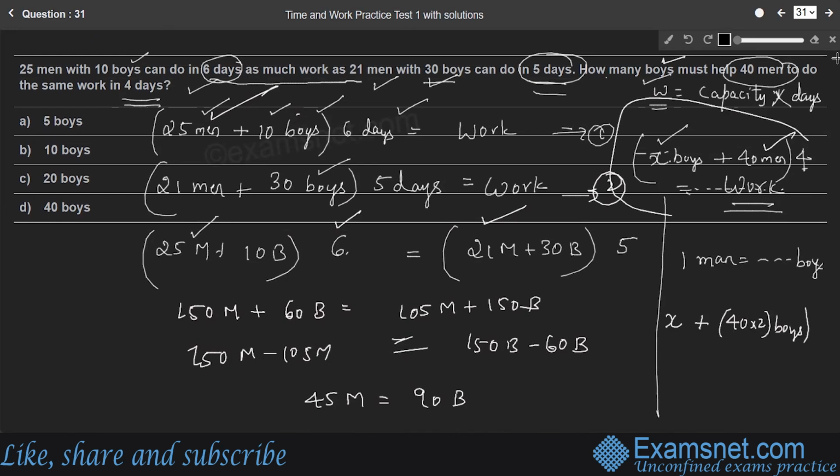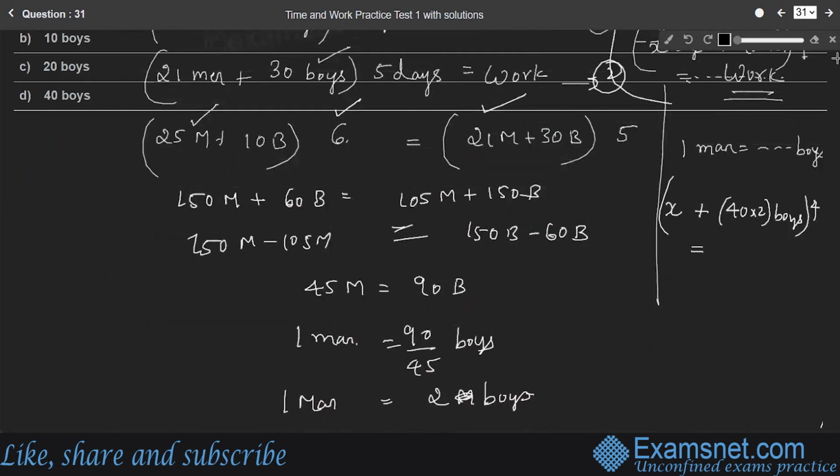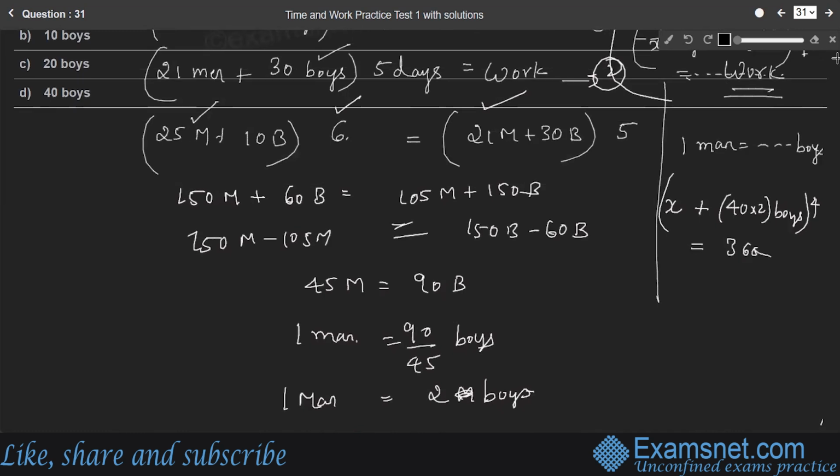Boys in how many days? In 4 days can do the same work. Here the amount of work is how much? 360 units. Right? 360 units. Therefore, we'll simplify it. X number of boys plus 40 into 2, 80 boys, into how many days? Into 4 days is equal to 360.